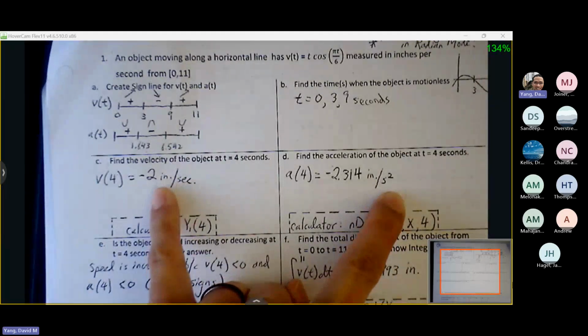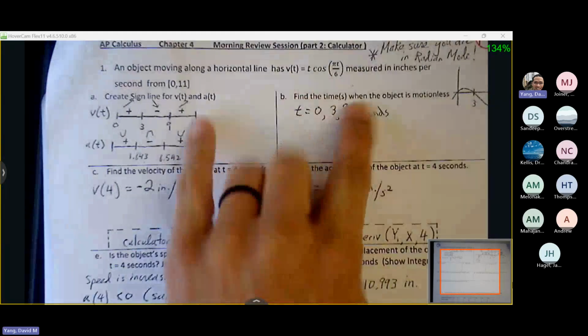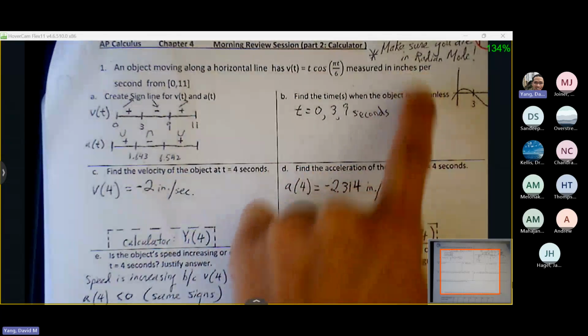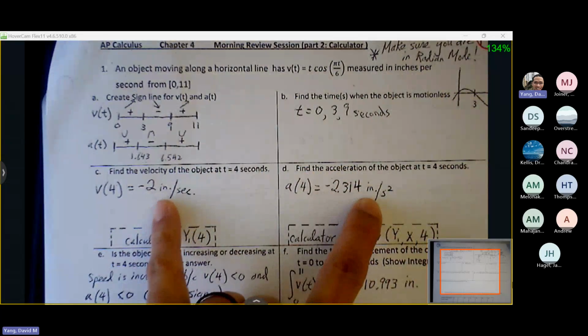Careful with your units of measure. It's not always inches per second. It's going to be indicated in the problem. So if it's centimeters per hour or kilometers per minute, read the problem to see what your units are going to be.